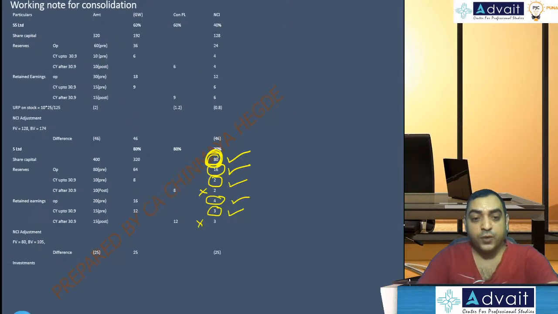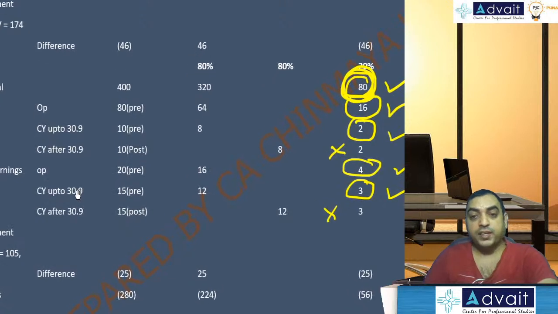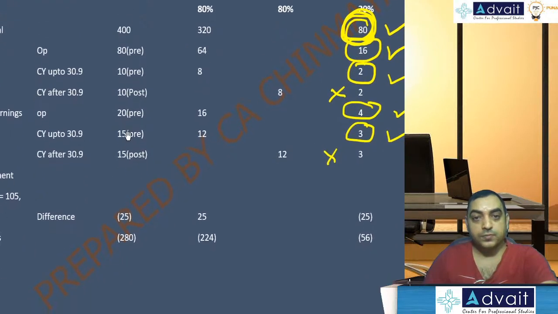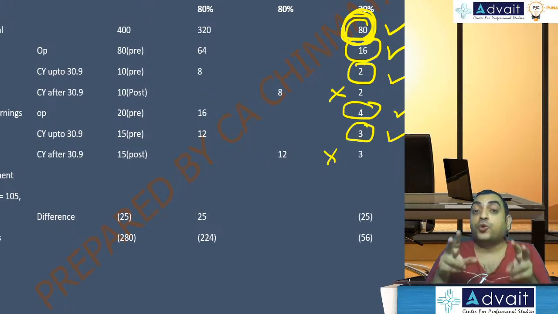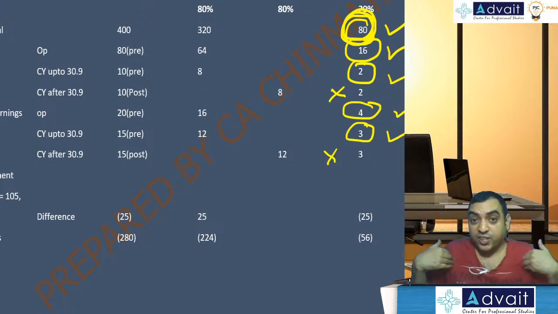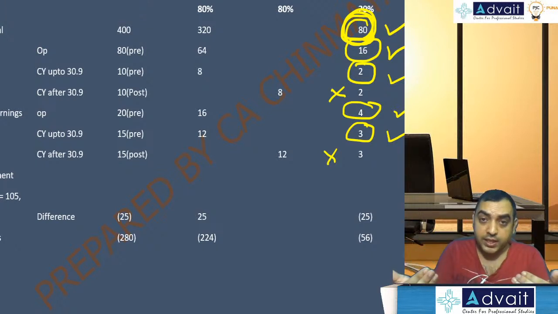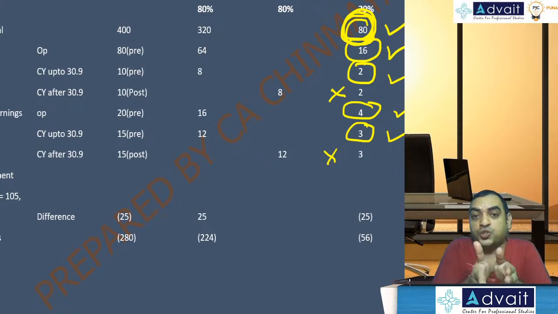Okay. Then regarding investments, I told you, investment of subsidiary S Limited, the investment S Limited value is 280, but that 280 is owned by two sets of people. One is P Limited, the holding company, the other is outsiders, which is 20%. So 280 divided, 80% goes to goodwill calculation, 20% goes to NCI calculation. Please subtract investments in those two columns.